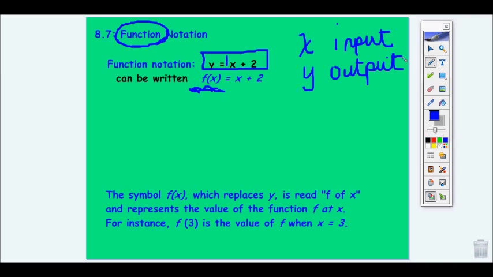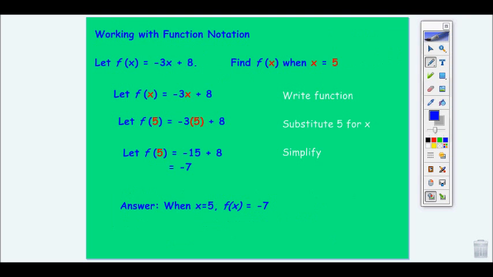So the symbol f of x, which replaced y, is read as f of x. It represents the value of the function, that's the f part, at x. That's what you're going to substitute in. For instance, if we were reading this right here, we would read it as the function of 3. What that means is, what will the work or the function, the output, be when x is 3? Let's go ahead and try some of these so it's not just a lot of words going on.